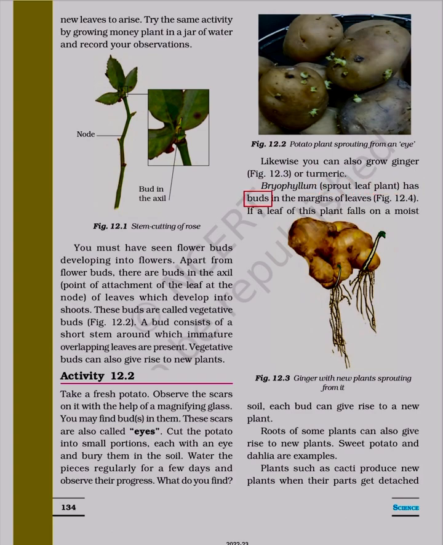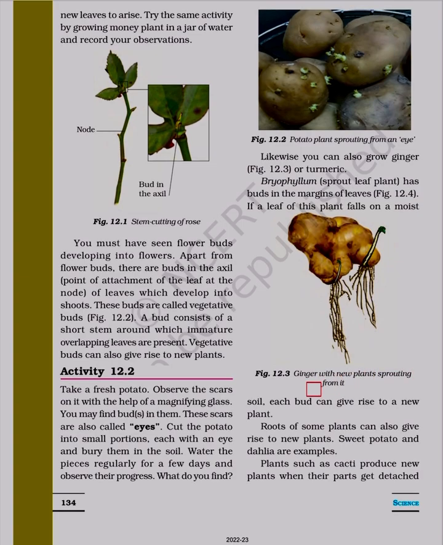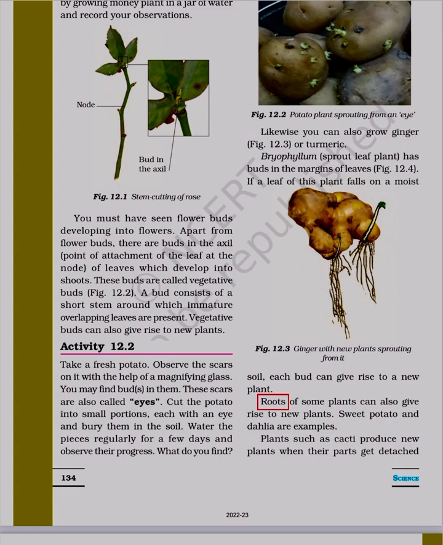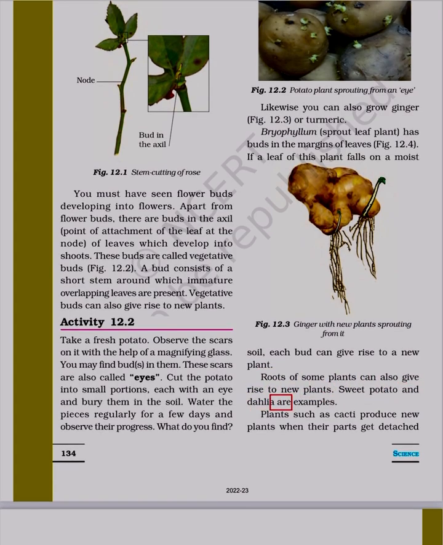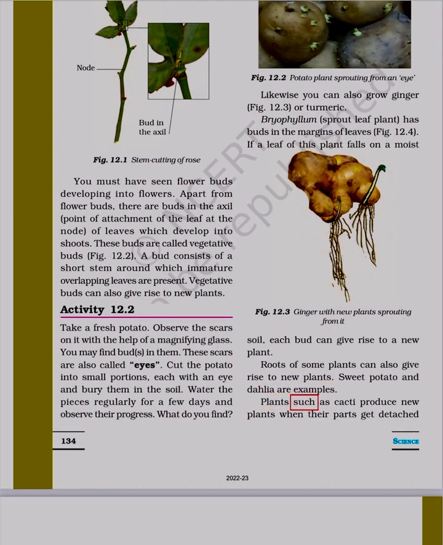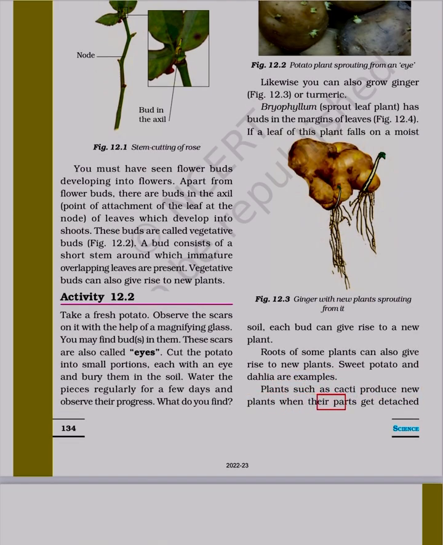Bryophyllum, the sprout leaf plant, has buds in the margins of leaves. Figure 12.4. If a leaf of this plant falls on moist soil, each bud can give rise to a new plant. Figure 12.3 Ginger with new plants sprouting from it. Roots of some plants can also give rise to new plants. Sweet potato and dahlia are examples. Plants such as cacti produce new plants when their parts get detached.